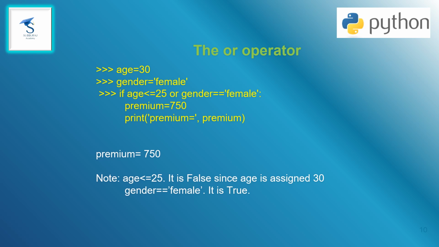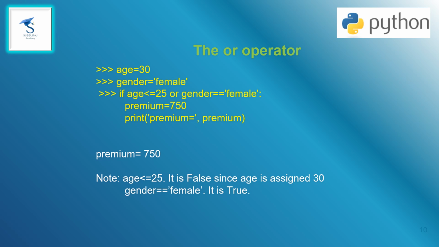Let's take an example. Age is equal to 30, gender is equal to female, and the condition is: if age is less than or equal to 25 or gender is equal to female, premium is equal to 750. So here age is 30, so this is false. But gender is equal to female, yes, it is true. So one of them is true, so the next statement will be executed. Premium is equal to 750. Print premium. This is the outcome.